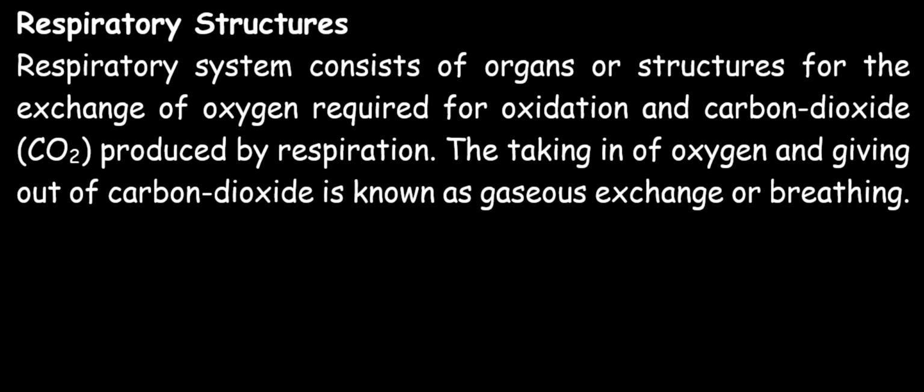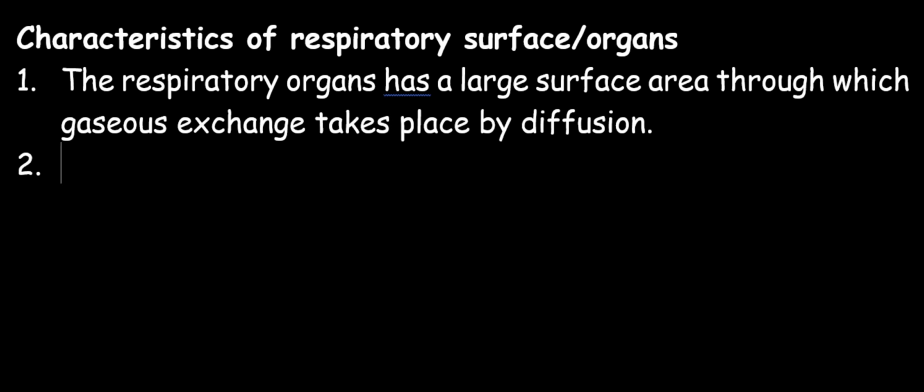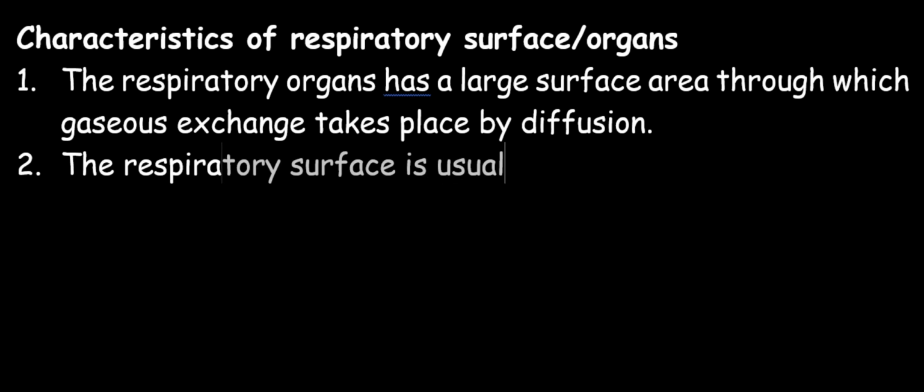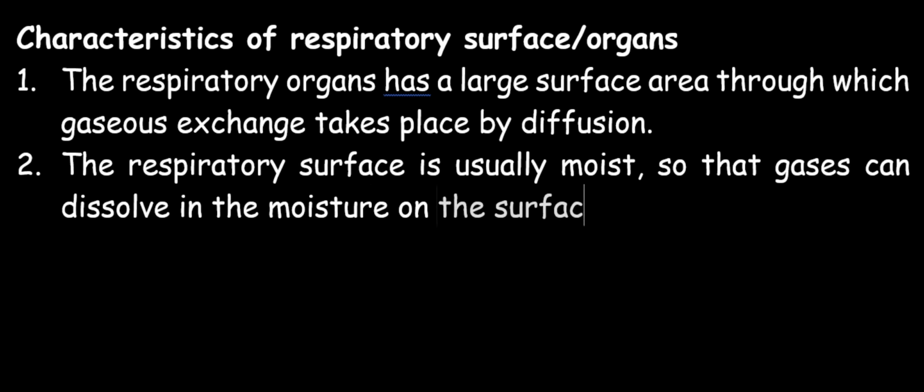So now we will be looking at the characteristics of the respiratory surfaces or organs. They are listed below. Number 1. The respiratory organs have a large surface area through which gaseous exchange takes place by diffusion. 2. The respiratory surface is usually moist so that gases can dissolve in the moisture on the surface and then diffuse into or out of the organ as the case may be.